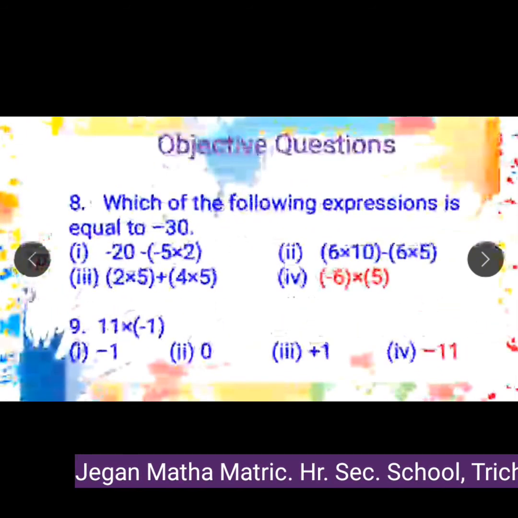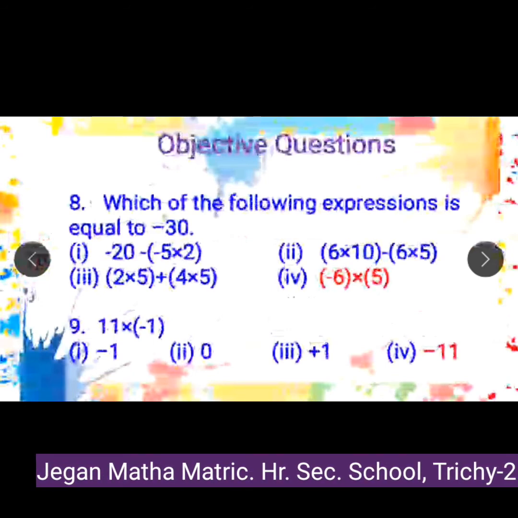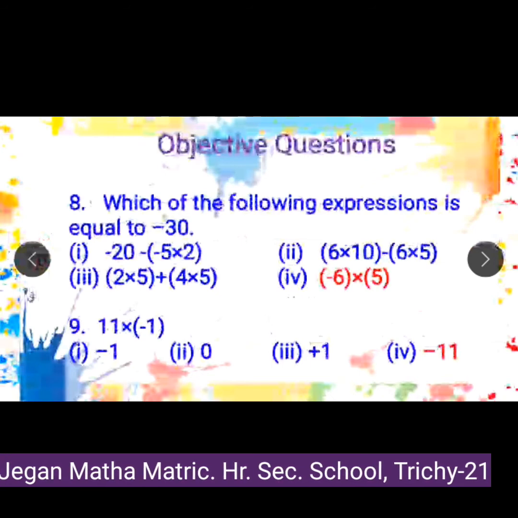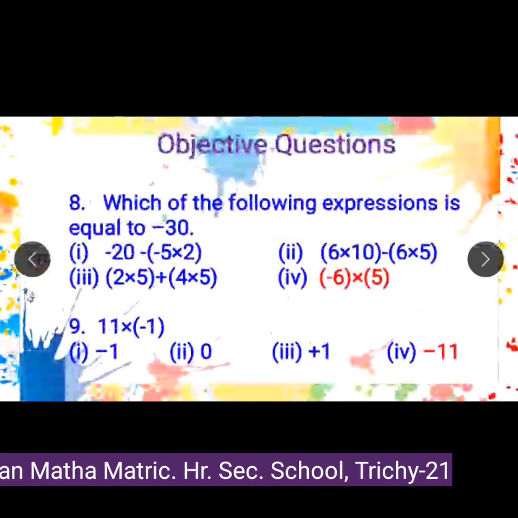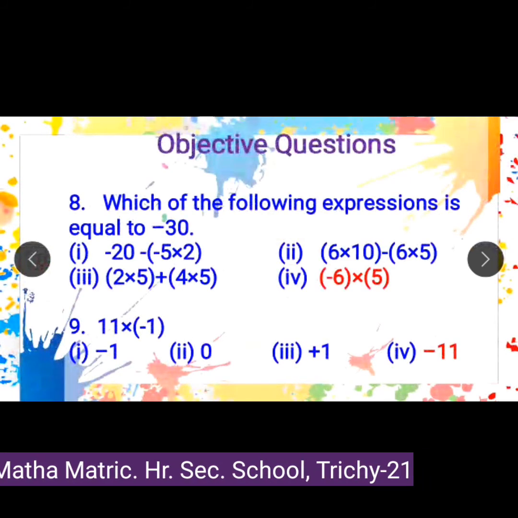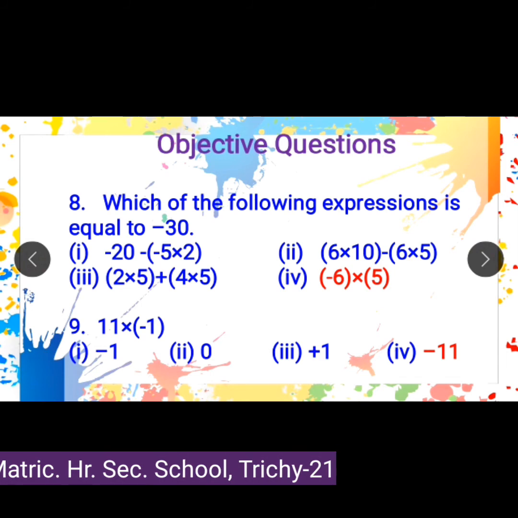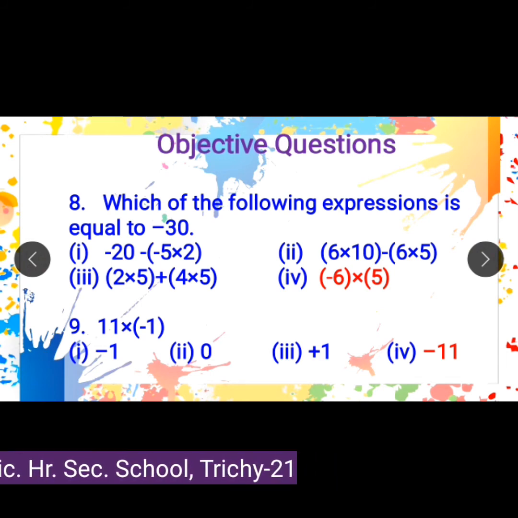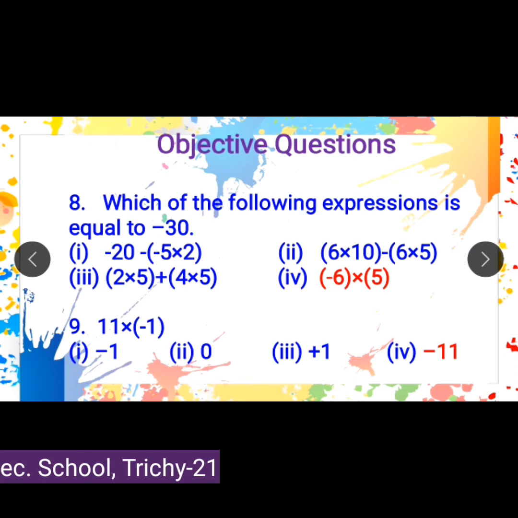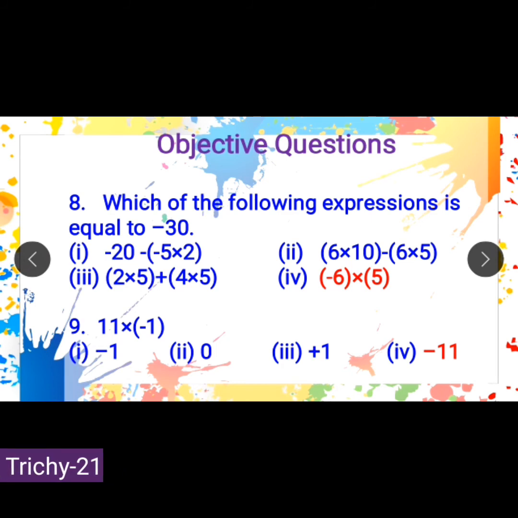Next, we do objective questions. Which of the following expressions is equal to minus 30? Here also, first we write the factors of 30. What are the factors of 30? 1, 2, 3, 5, 6, 10, 15 and 30. From the given answers, the fourth answer is 6 into 5. The answer is minus 30. So, one of the integers is in negative. So, minus 6 into 5 gives minus 30. So, the fourth option is the answer.